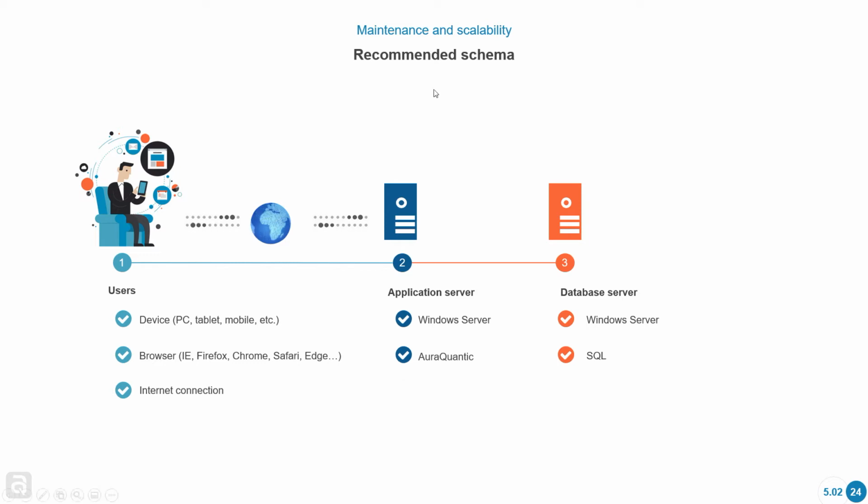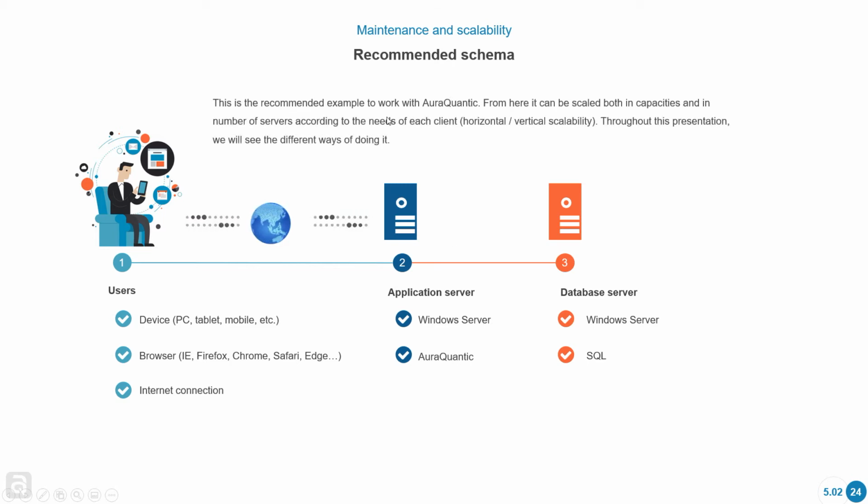This is the recommended schema, with one server with the database and another with the application. This is the recommended example to work with Quantic. From here, it can be scaled both in capacities and in number of servers according to the needs of each client. Throughout this presentation, we'll see the different ways of doing it.